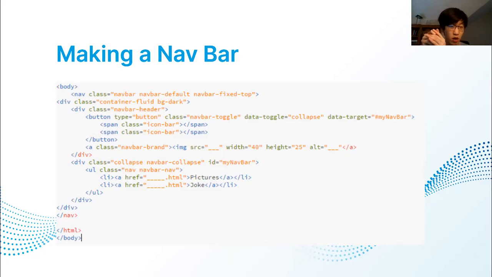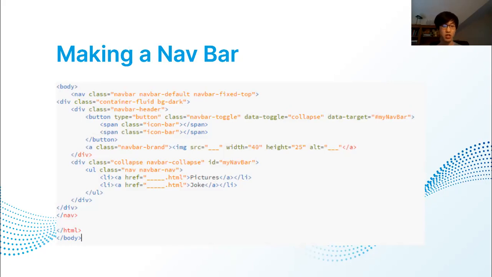You make your nav bar by saying nav class, write all that down, div class. The div is just making a division inside your web page. And then there are all these buttons that you can use. Every single time you see an underline, that means that's something for you to fill in.